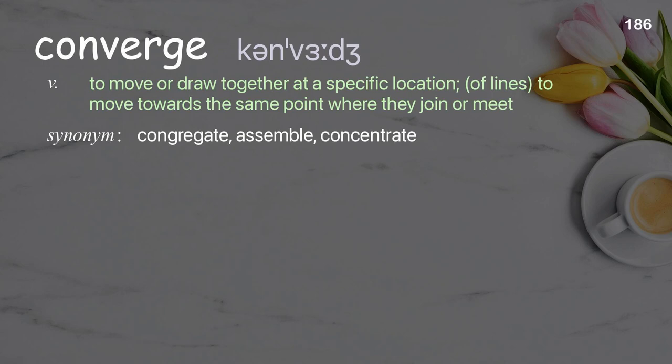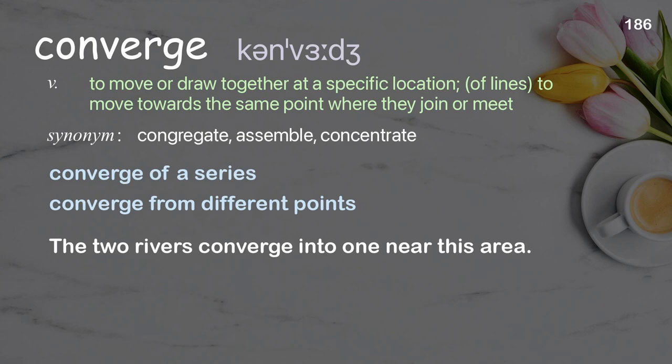Converge. To move or draw together at a specific location of lines, to move towards the same point where they join or meet. Examples: converge of a series, converge from different points. The two rivers converge into one near this area.